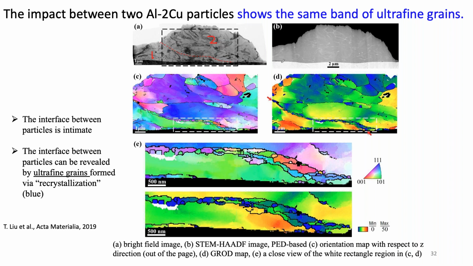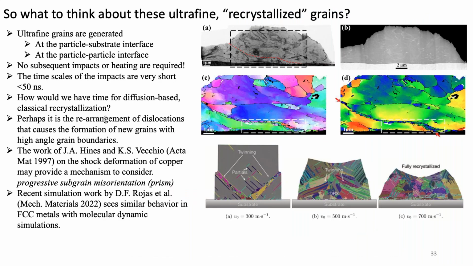Part of what's fascinating about this is that, again, we have this ultrafine grain region right here, and then this is the corresponding G-rod. Now this is actually a PED set of maps, precession electron diffraction. But what's fascinating is that the impact of the second particle on the first particle created its own band of ultrafine grains, right? And that had not been seen previously, and it gives us some real insight that we're going to talk about in a moment in terms of understanding what's going on here.